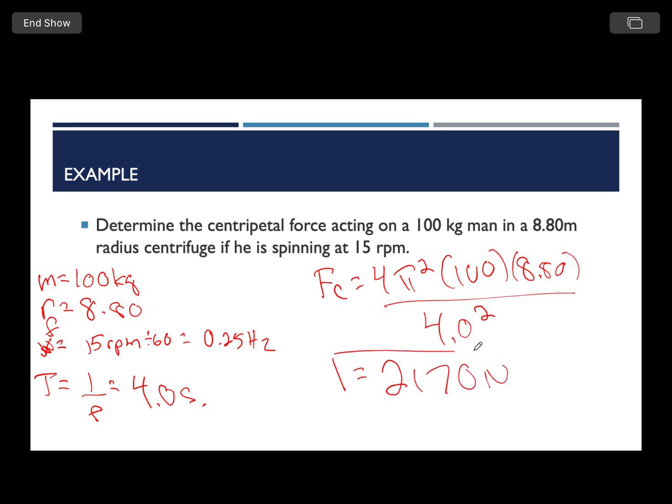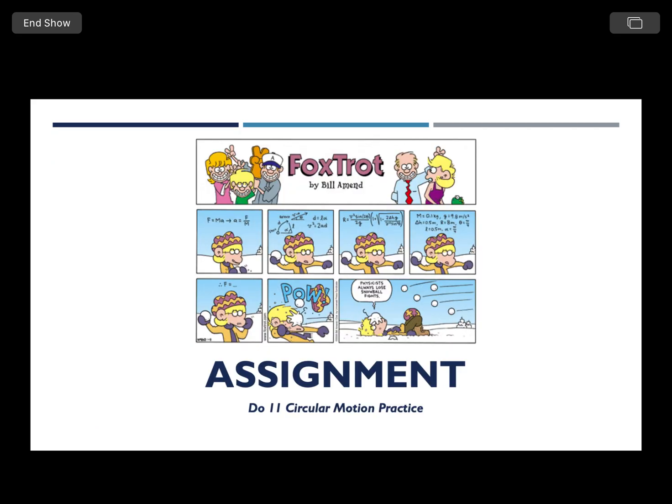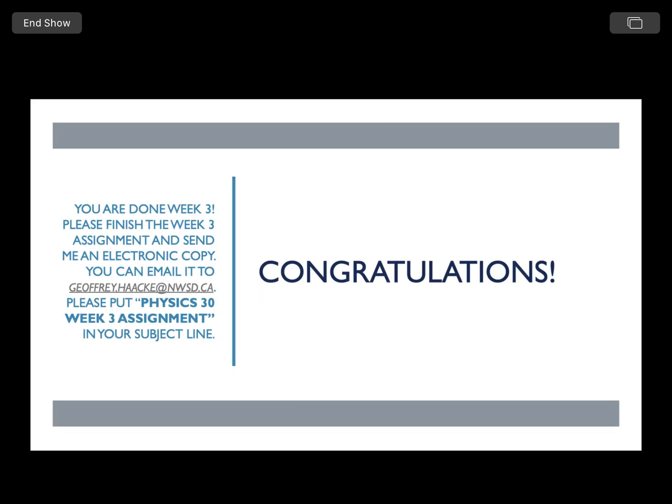newtons. All right, that's all I've got for this whole unit. So your practice here is going to be, make sure that you give this one a try, circular motion practice number 11. And then when you're done that, please make sure you are done week 3 so you can actually go into the week 3 assignment. Please either submit it on Teams or email it to me, whichever you prefer.